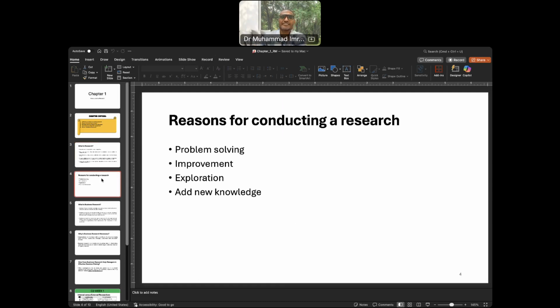So let's see the reasons for conducting a research. Some of them, as I discussed in the previous slides, two purposes, right? Problem solving and adding a new knowledge. Another one is improvement, maybe of the existing technology. Okay, every time we have a new model, okay, iPhone 16, iPhone 17.